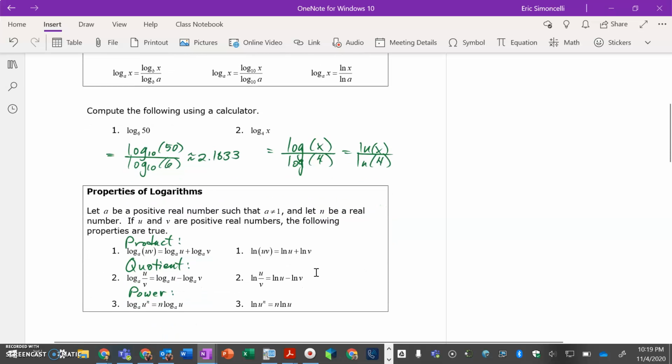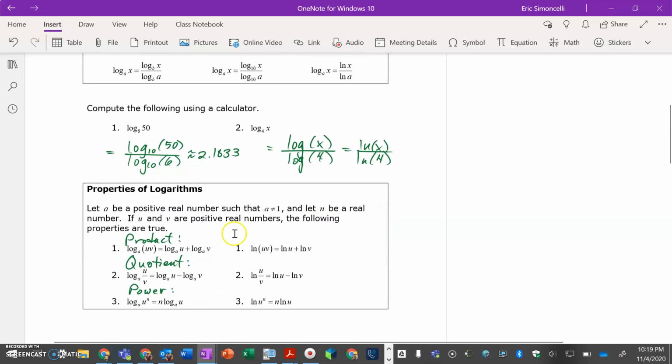Properties of logarithms. Let a be a positive real number such that a is not equal to 1. Let n be a real number. If u and v are positive real numbers, the following properties are true. So the product property reads as such. Log base a of u times v is equal to log base a of u plus log base a of v. So the product of u times v can be expanded, we say, expanded as these two separate logs.